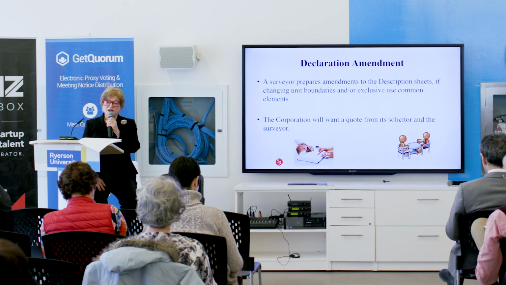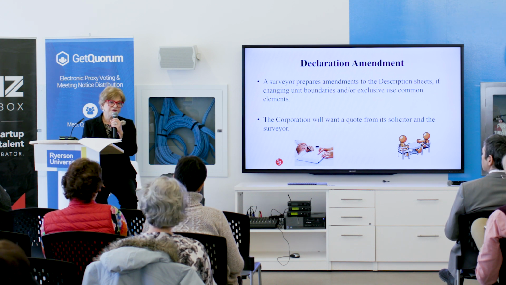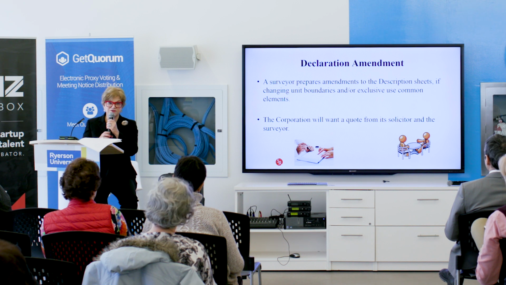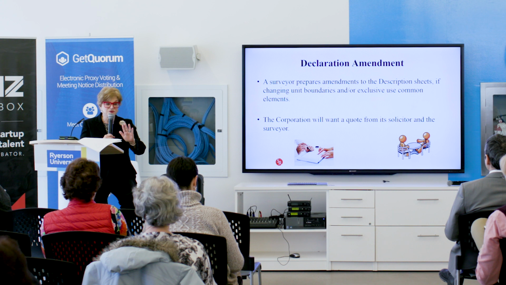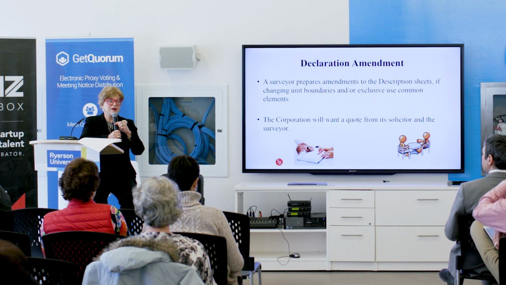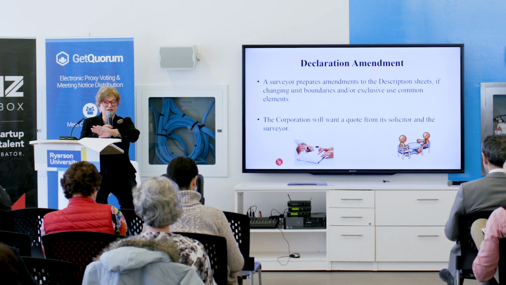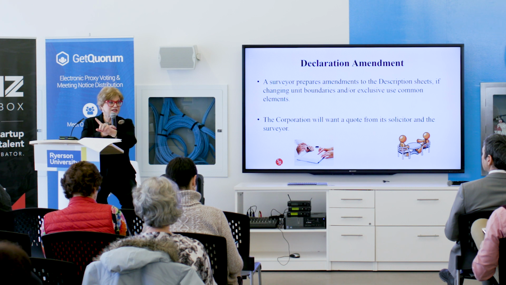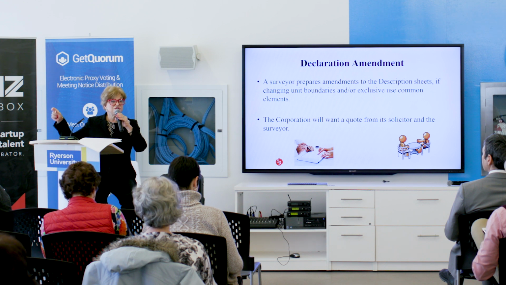So, depending on what kind of an amendment the condominium corporation is contemplating, you may also require a surveyor to do new sheets of the description, being the plans of the condominium showing the units, the common elements, and the exclusive use common elements. So if you're changing unit boundaries and or you're changing exclusive use common elements, you'll need a surveyor to match the changes that you write into the declaration with the sheets of the description that reflect pictorially what the declaration says. So when the declaration says the unit boundary is the outside frame of the window, the description has to show the same thing. So those two have to be consistent.